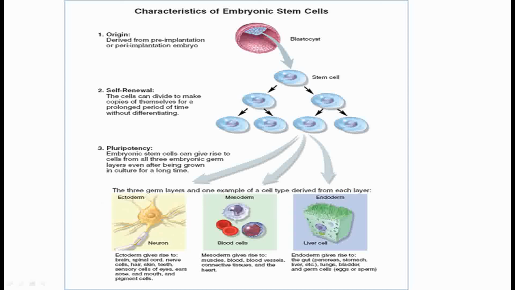Let's see all these processes in detail. The very first characteristic is origin. These are derived from the pre-implantation or peri-implantation embryo. If we talk about their property of self-renewal, the cells can divide to make copies of themselves for a prolonged period of time without differentiating.